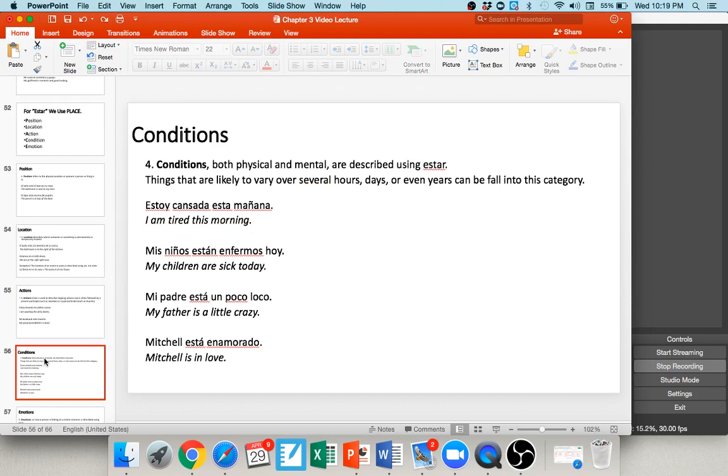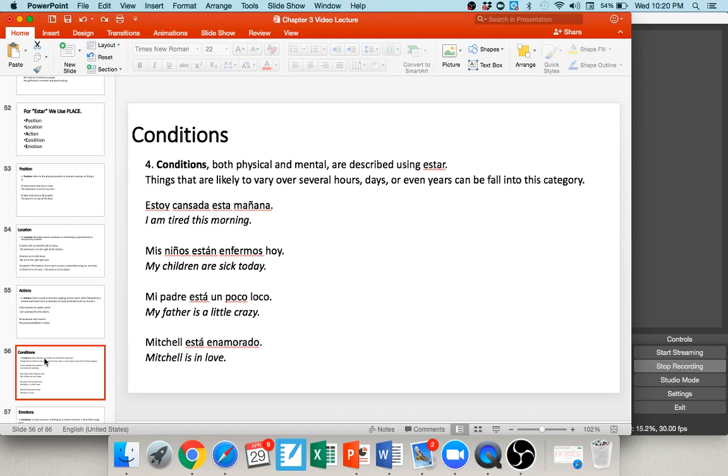So again, for the verb estar, we use the acronym PLACE: position, location, action. The C stands for conditions, okay? A condition is something that's temporary. So these are things that refer to both physical and mental conditions. So for example, estoy cansada esta mañana. I'm tired this morning. I must be a female speaking. I said cansada and not cansado. That's my condition. I'm probably not always going to be tired. Unless you're a college student, then you might perpetually be tired. Okay, that's a condition. Generally speaking, you're not always going to be tired.